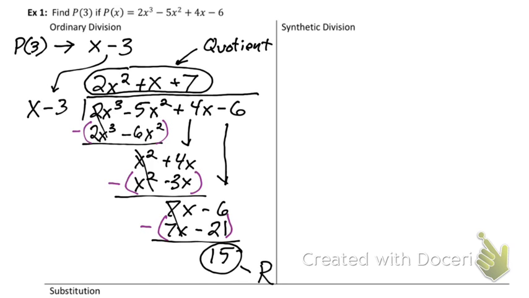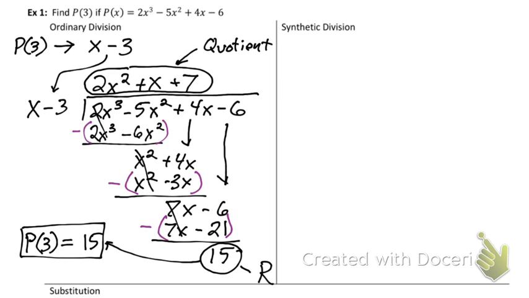So we have a remainder and we have a quotient, and it asked me what does p of 3 equal? Well, p of 3 is going to equal the remainder. So p of 3 is going to equal that 15. And we'll check that down here. What this is saying is if I plug 3 into this equation, I'll get 15 out.